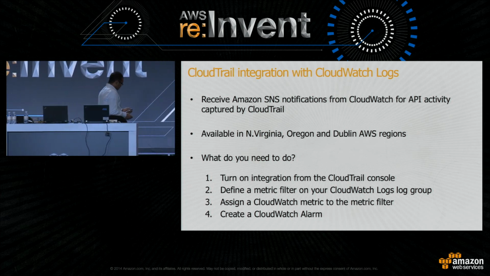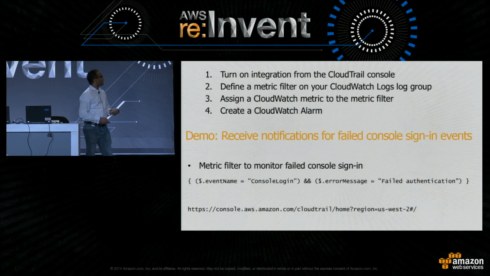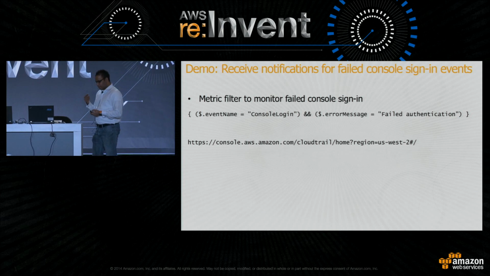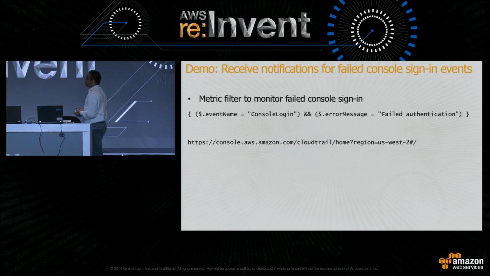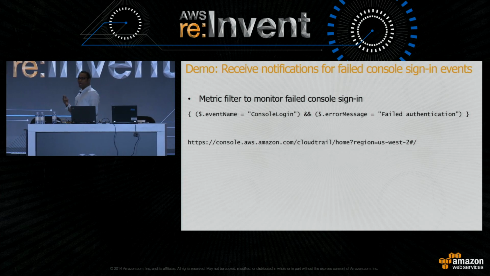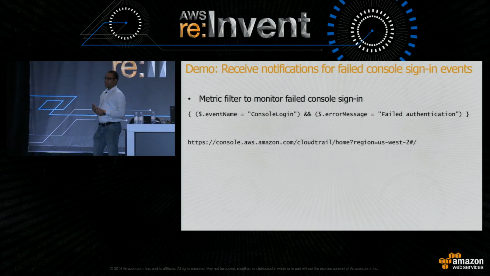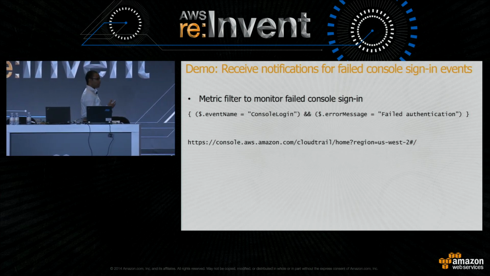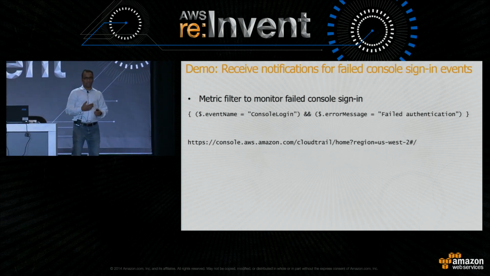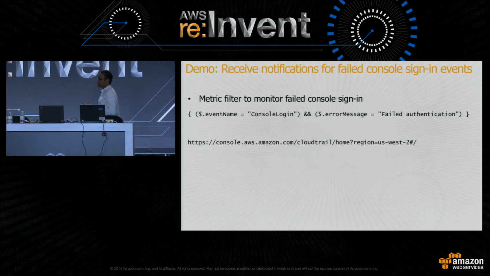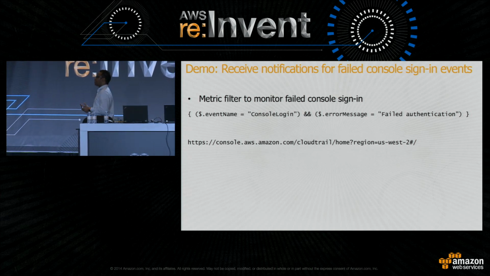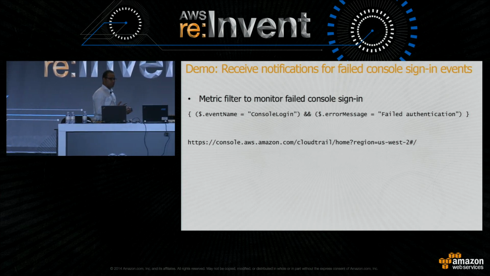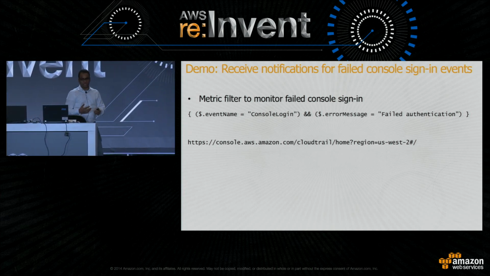So now that I've talked about the steps, I want to actually go ahead and show you how you do this. So before I do that, as you can see, this is basically a metric filter to monitor failed console sign-ins. This is one of the most frequently asked requests that I get from customers. How do I monitor failed console sign-ins? So you can see the syntax here for the metric filter. It's pretty straightforward. Whenever event name equals ConsoleLogin and error message equals Failed authentication, send me a notification is basically what this metric filter will allow you to do once you set it up.